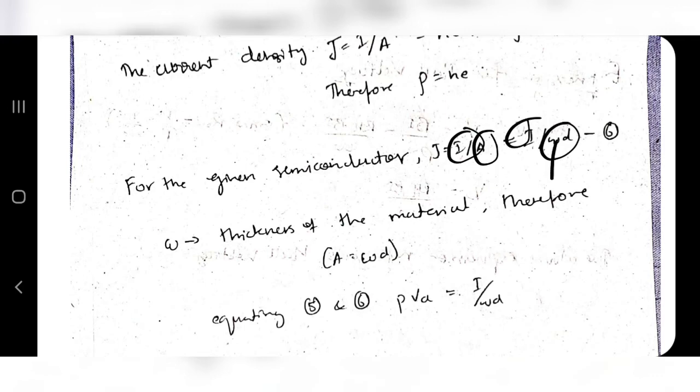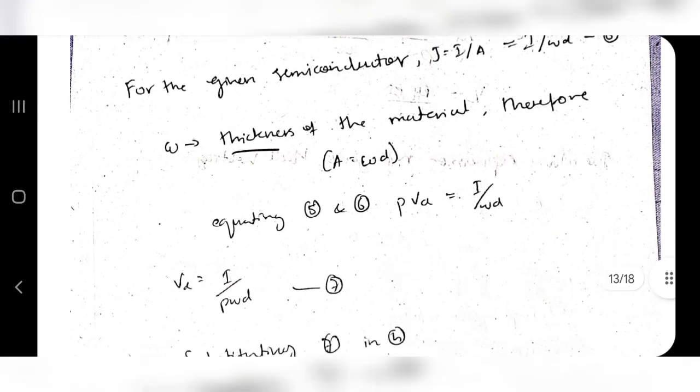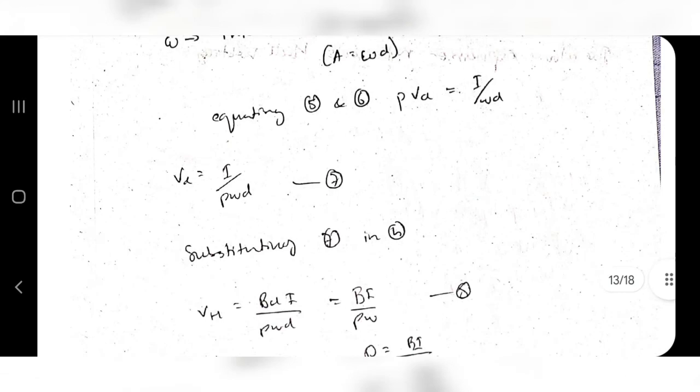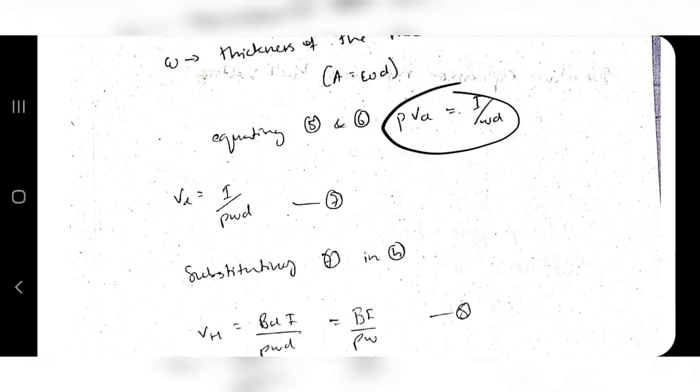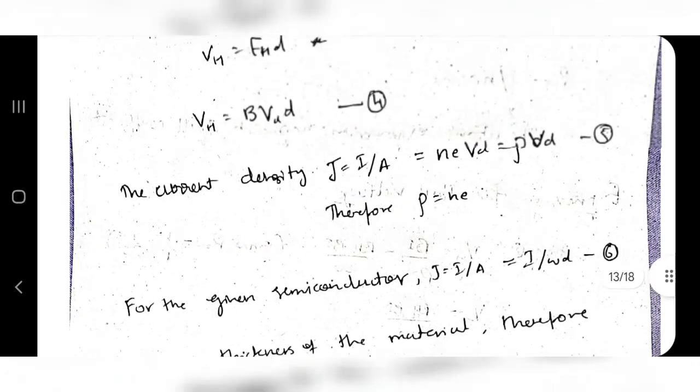Okay, W is the width and D is the distance. So in that way we will get the area. I by A, and W is the thickness, and A is equal to WD. So we get PVD is equal to I by WD. PVD, how did we get it? By this one.